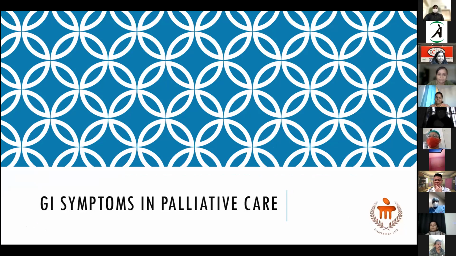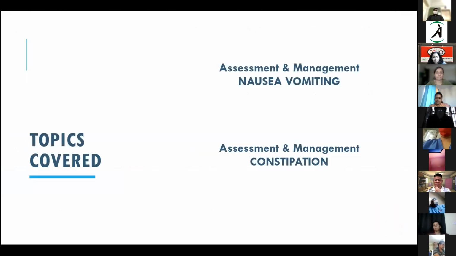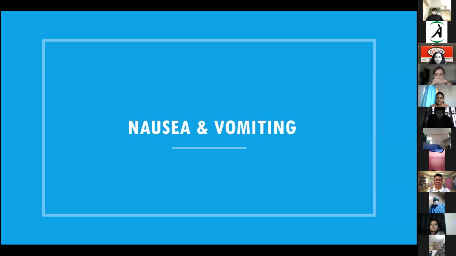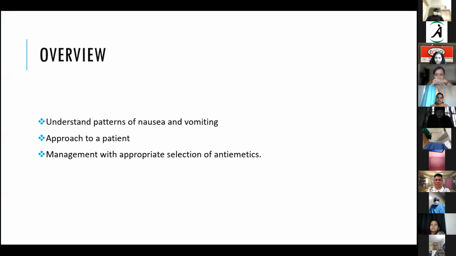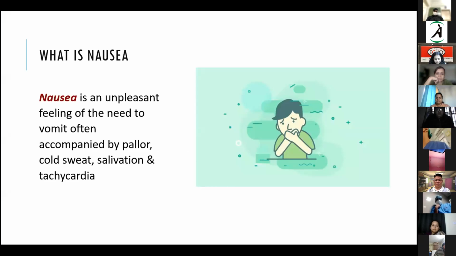As we've had an introduction about GI symptoms, I'll be touching upon two important topics: nausea, vomiting, and constipation, which we come across routinely in practice, but often it is challenging to assess appropriately and manage. On nausea and vomiting, I'll mainly give you an understanding of the patterns that we see, how we approach a patient, and the appropriate choice of antiemetics.